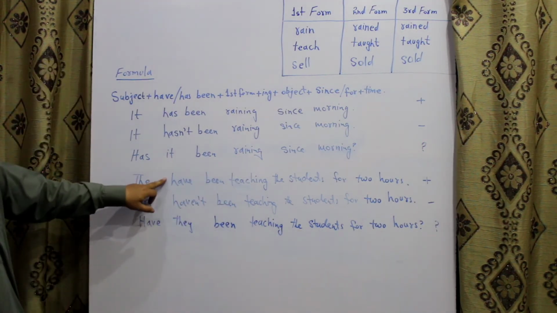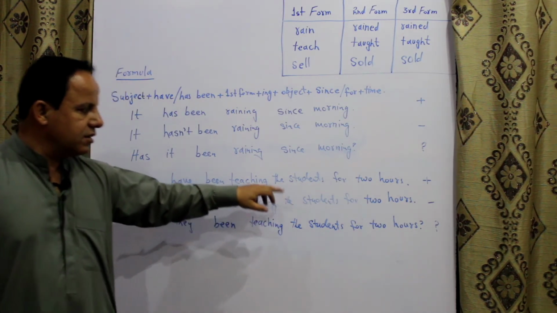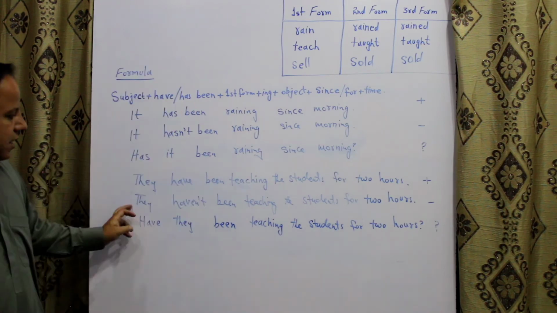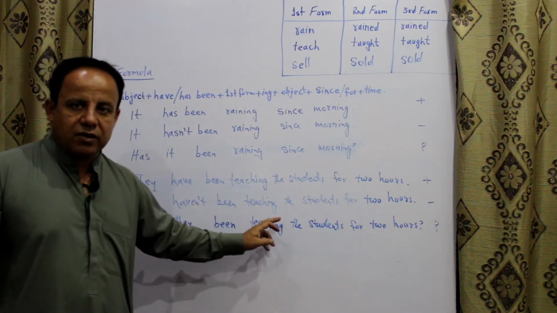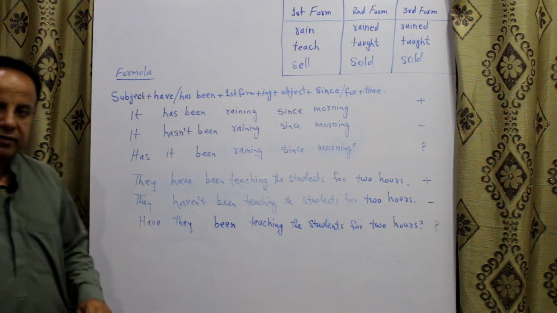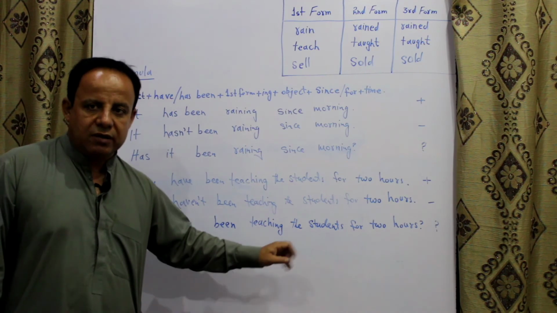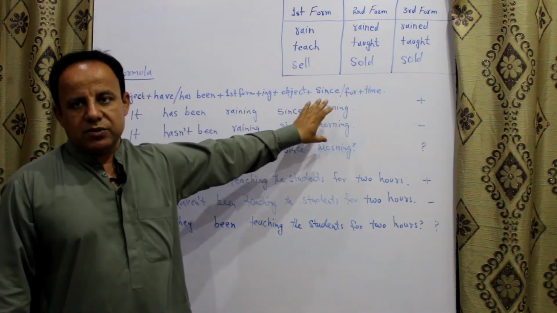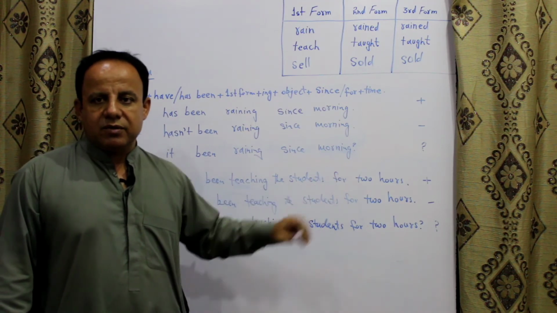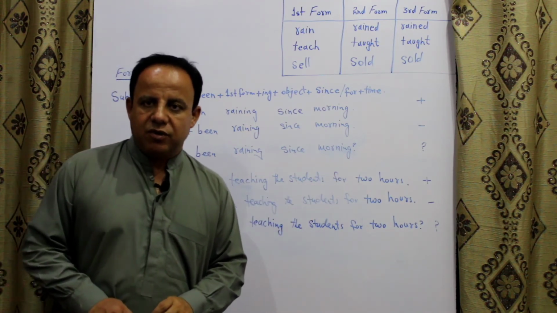With they, you know that we use have been. They have been teaching the students for 2 hours. Here 2 hours is used as a period of time, so we use for. They haven't been teaching the students for 2 hours. It's a negative sentence. How to make an interrogative sentence? As you know: have they been teaching the students for 2 hours? The word morning is used as a point of time or exact time, and 2 hours is a period of time. Hope you understood how to use for and since.